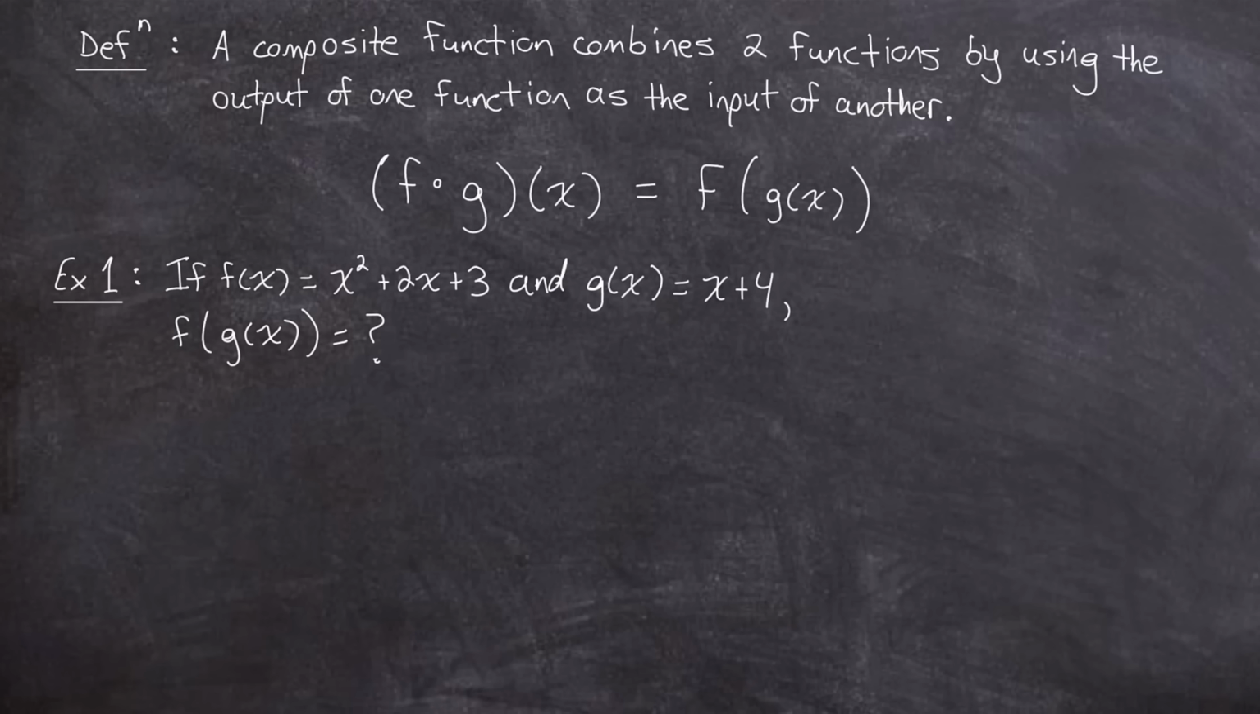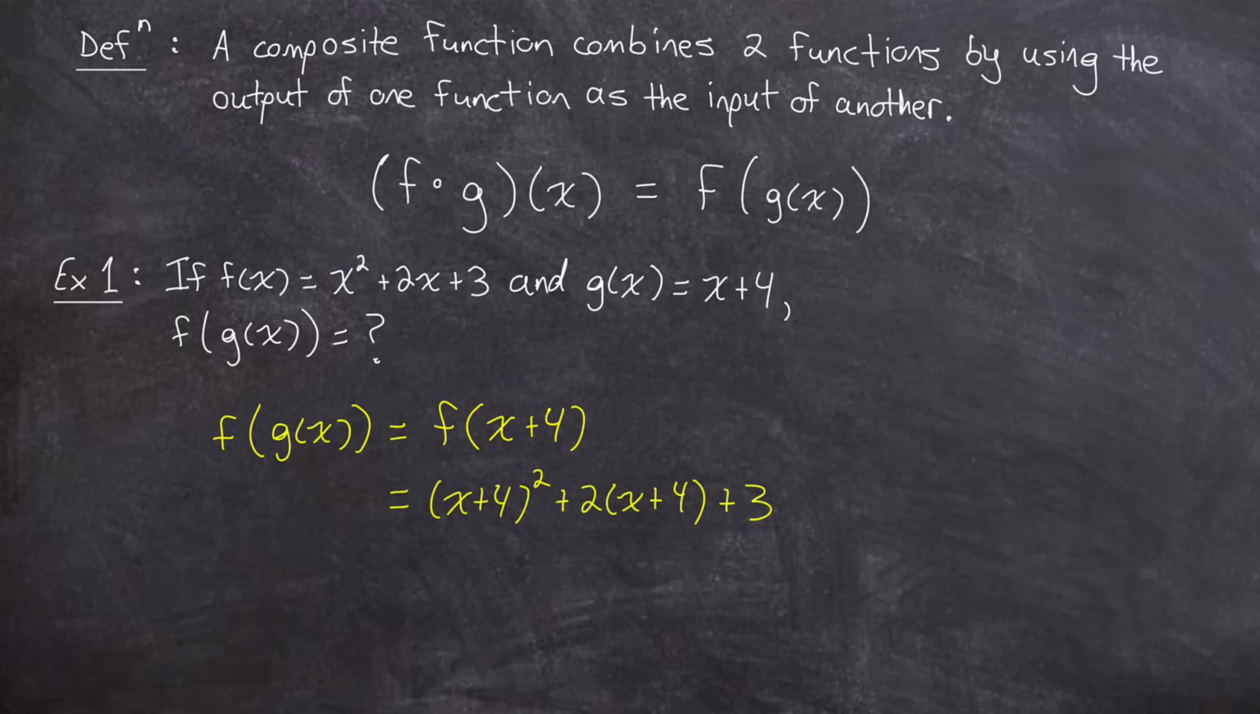So we have to take the output of g of x, which is x plus 4, and use that as the input for f of x. So we have to replace the x's in the f of x equation with x plus 4. So let's see how that looks. F of g of x would equal f of, well, g of x is x plus 4, so f of x plus 4, which just means, once again, we take x plus 4, which is the output of g of x, and sub that in for x into our f of x function.